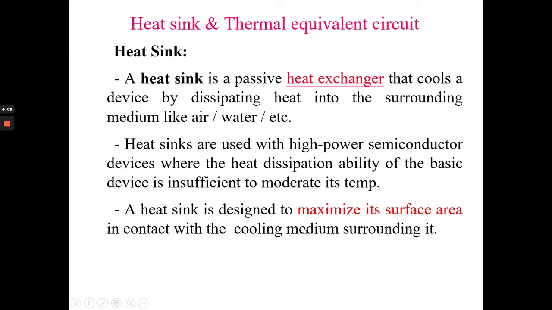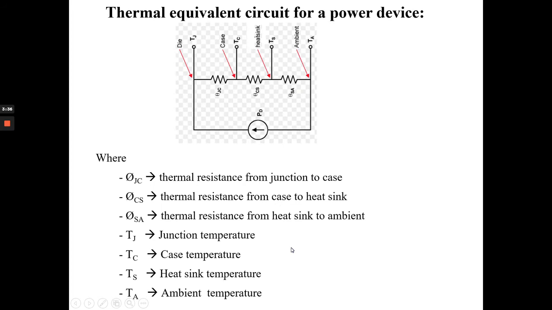Now we'll see heat sink and thermal equivalent circuit. A heat sink is a passive heat exchanger that cools a device by dissipating heat into the surrounding medium like air, water, etc. Heat sinks are used with high power semiconductor devices where the heat dissipation ability of the basic device is insufficient to moderate its temperature. A heat sink is designed to maximize its surface area in contact with the cooling medium surrounding it.